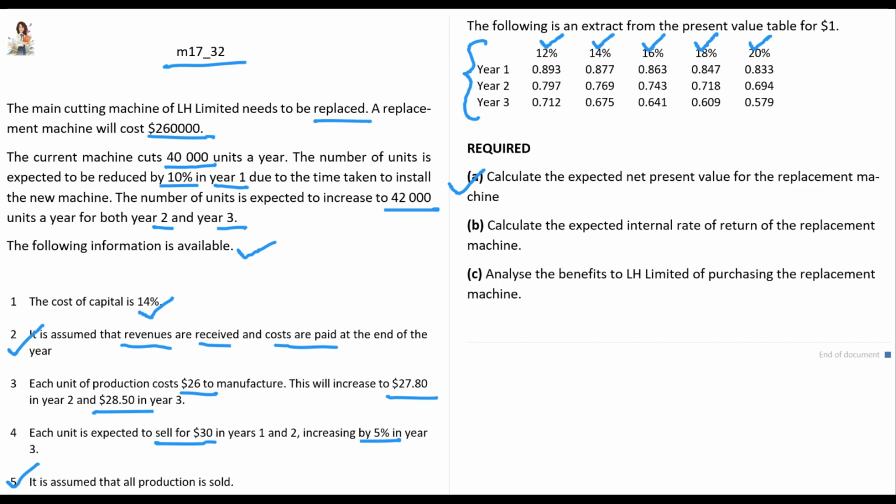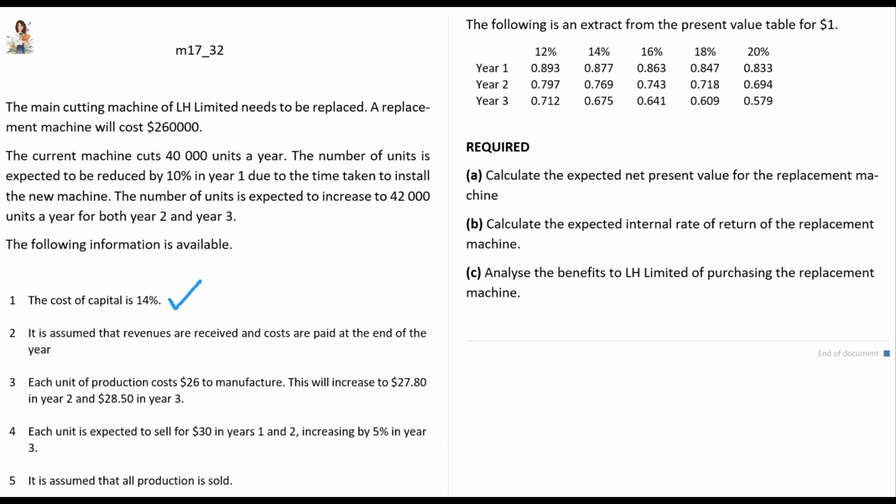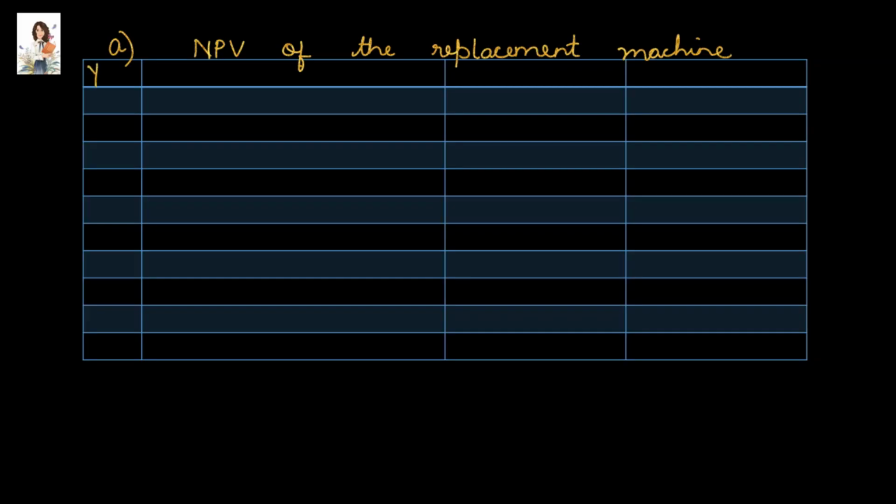So let us start solving part A. So we'll write part A, net present value of the replacement machine. In point 1 of additional information, it has been stated that the cost of capital is 14%. So the first column will be year, the second column will be net cash flow, the third column will be discounting factors at 14%, that is our cost of capital, and the last column will be present values.